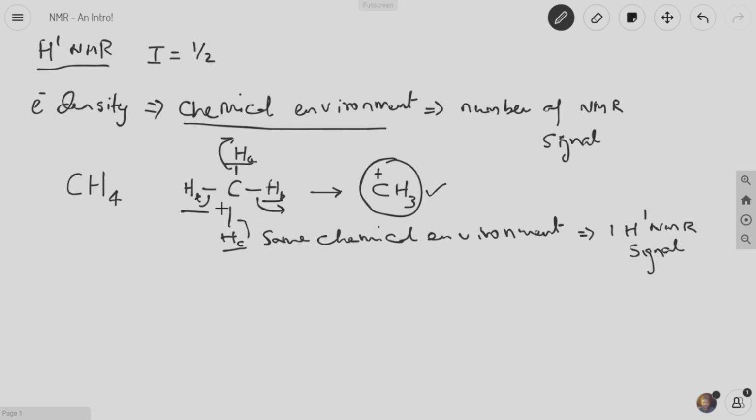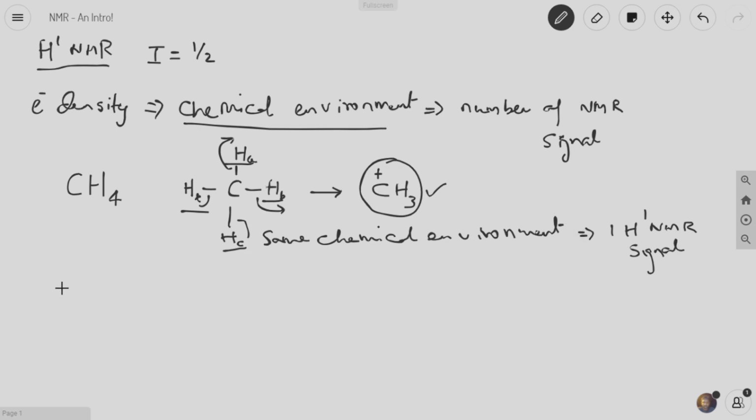I am trying to explain one more time. No matter which hydrogen I remove, the final product I get is only a methyl cation. So all these 4 hydrogens are in the same chemical environment. Hence, I will get only one proton NMR signal.